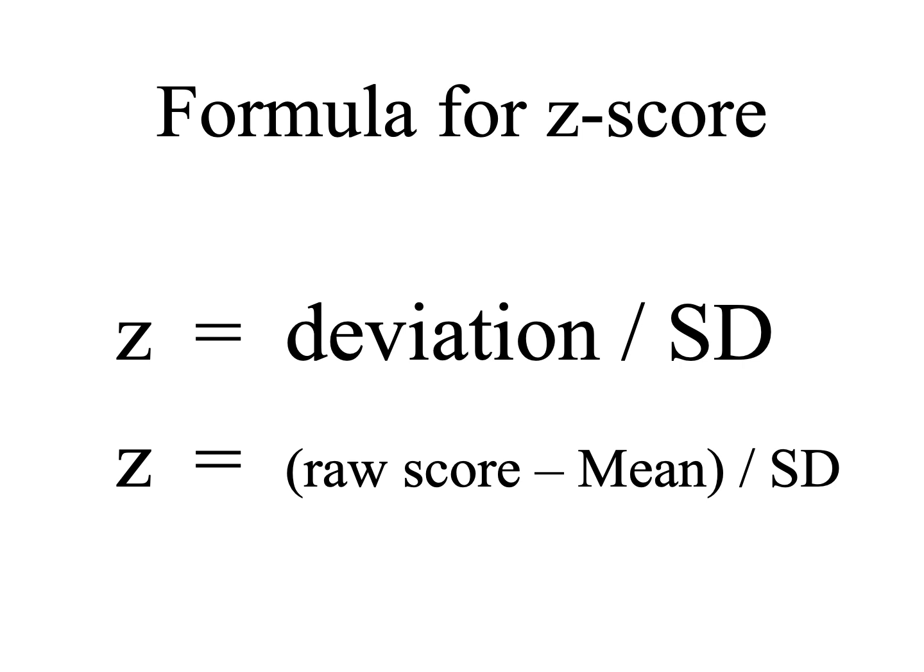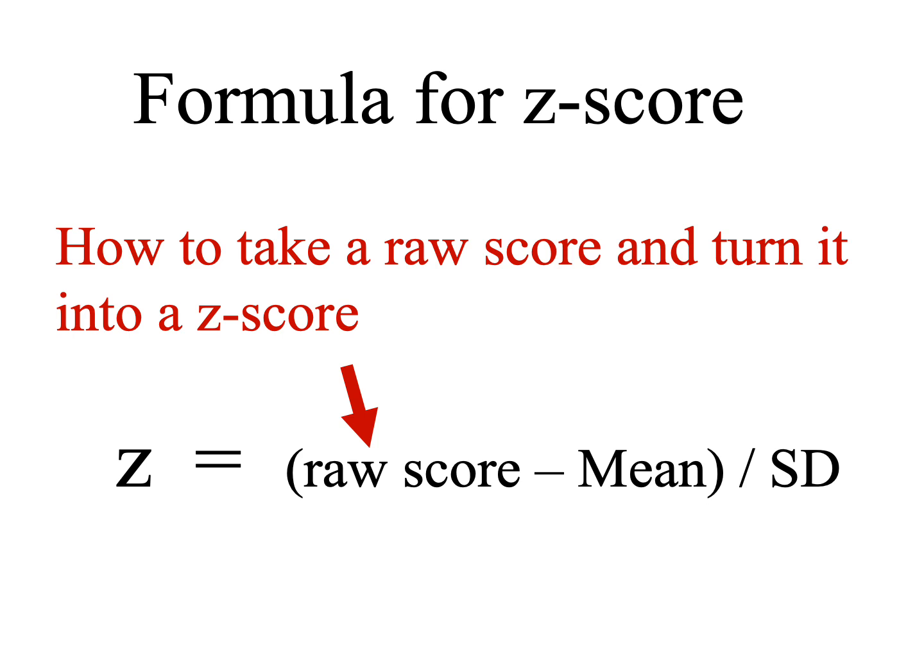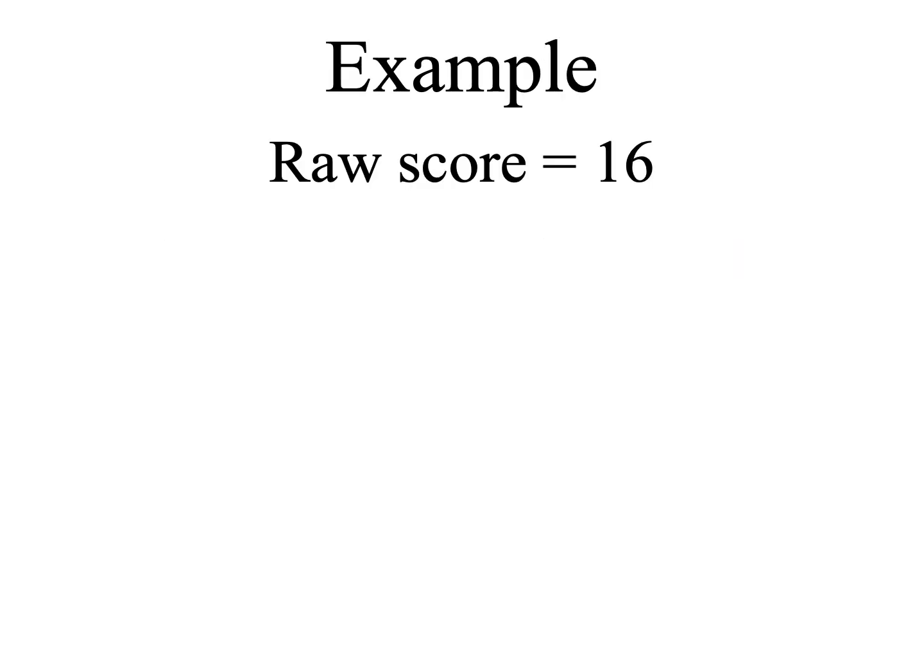Both formulas are useful. The formula at the top, the basic formula, is very important because it shows the underlying idea of the z-score. The underlying idea of the z-score is this. It shows how far someone's raw score deviates from the mean using the standard deviation as a yardstick. The formula at the bottom is useful because it shows how you can take a raw score and turn it into a z-score. I will give you an example.